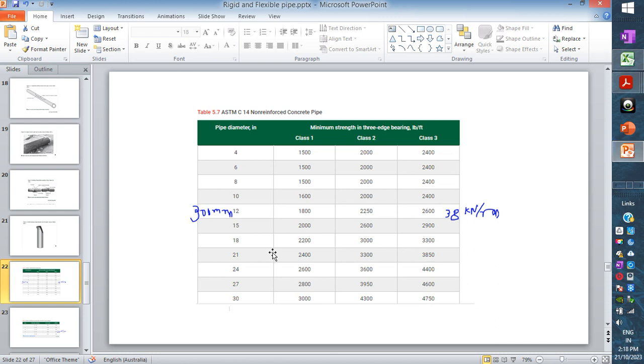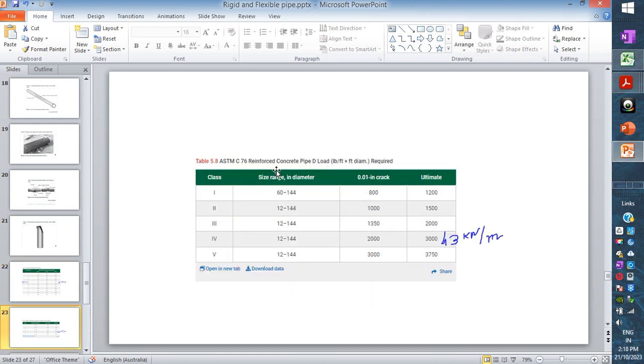Non-reinforced concrete pipe, as you can see here from pipe manufacturing, this is US data. So a typical 300 millimeter diameter pipe, which is 12 inch, if you use class 3 as a load, the minimum strength is 38 kN per meter. For reinforced concrete pipe class 4, it is 43 kN per meter. Same thing for diameters all the way to 1000 diameter or more, 43 kN per meter.